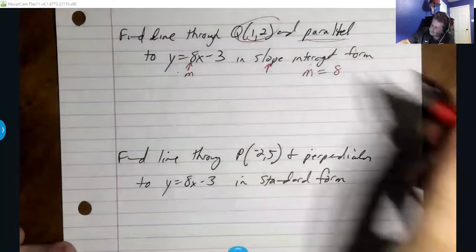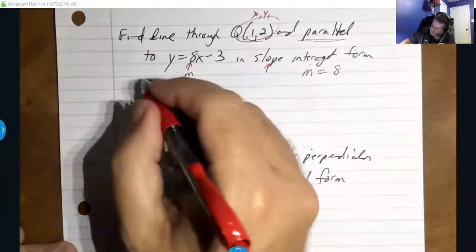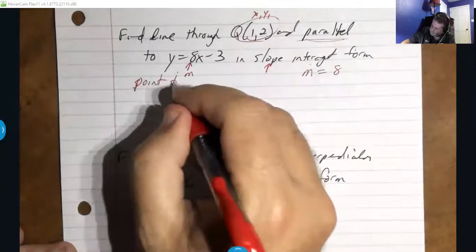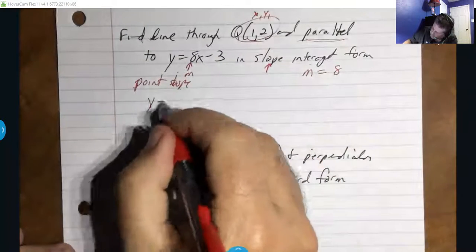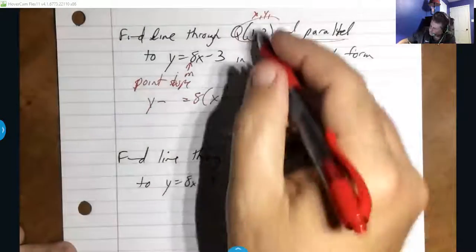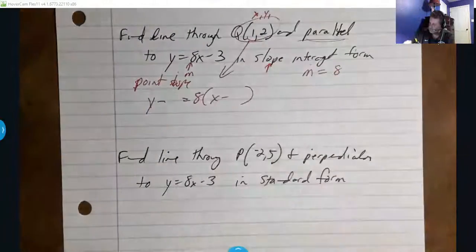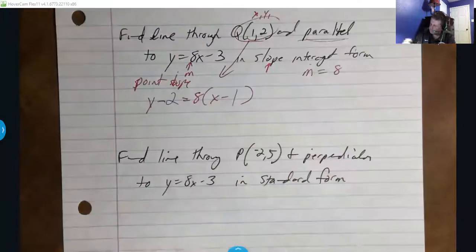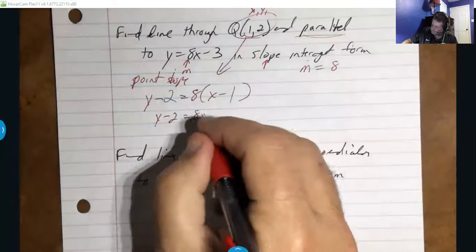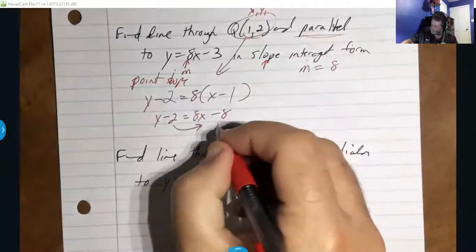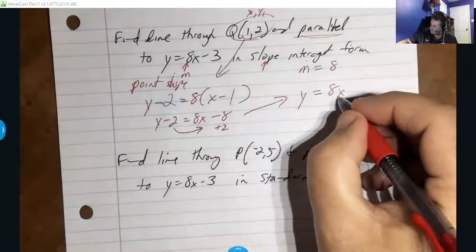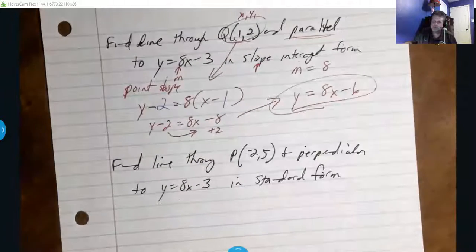And then they give us this point. And I really feel like the easiest thing to do is to use point slope. What we did before, which is y minus a number is equal to 8 times x minus another number, and we're going to use those 2 numbers. We're going to put the 2 here and the 1 there. We're going to distribute. And then we're going to move the 2 over by adding. We're going to get y is equal to 8x minus 6, and there is slope-intercept form.